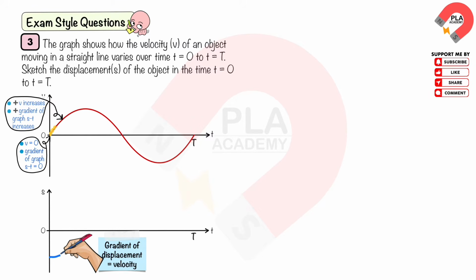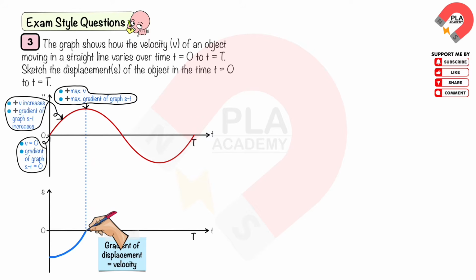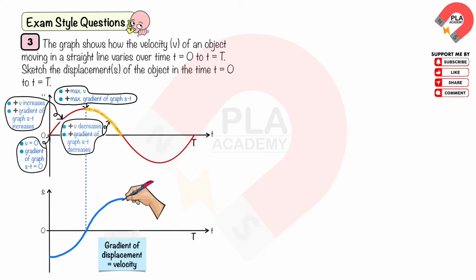In this section, the positive velocity is increasing, so the positive gradient of displacement time graph increases. At this point, the positive velocity is maximum, so the positive gradient of displacement time graph is maximum. In this section, the positive velocity is decreasing, so the positive gradient of displacement time graph decreases. At this point, the velocity is 0, so the gradient of displacement time graph is 0.